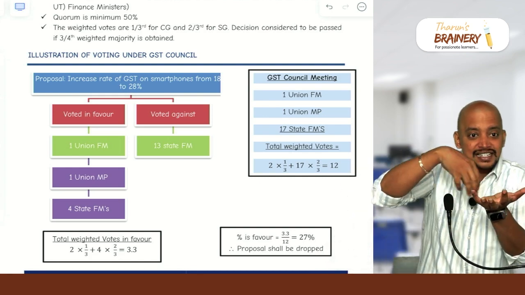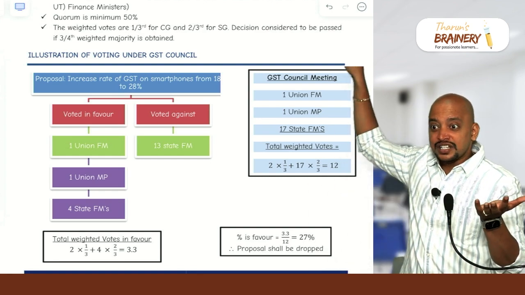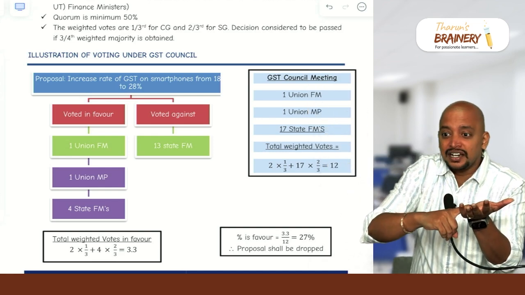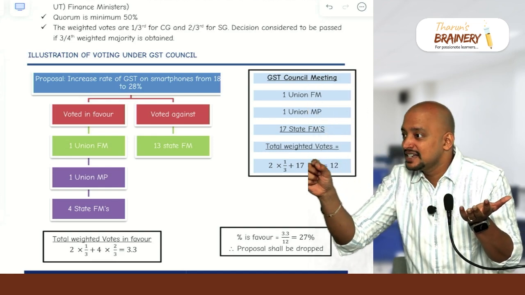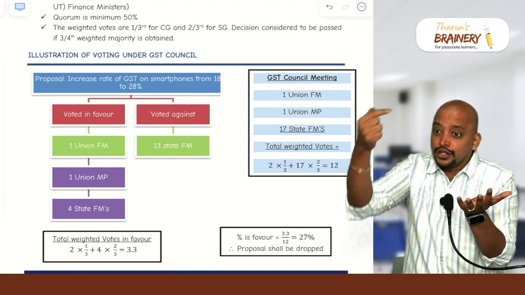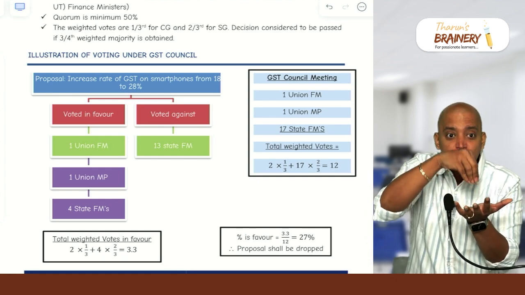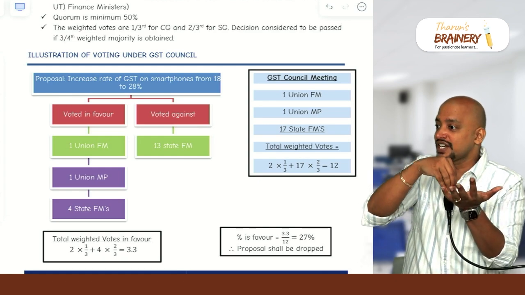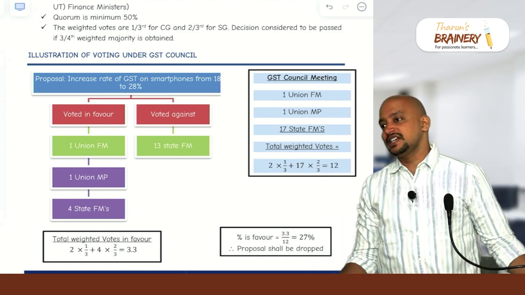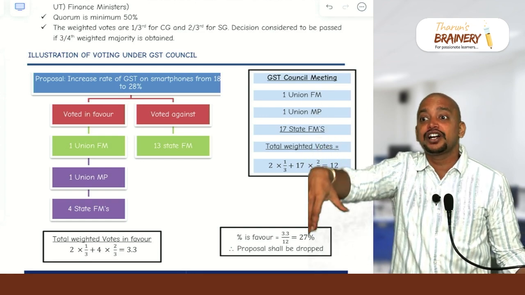Sir, in the GST council, MPs are not there. MPs are there in Lok Sabha, Rajya Sabha. But who are there in the GST council? MLAs, whom we are electing. So they are going into the council as state finance ministers. So they are only there in the GST council. Therefore the state government has a key role to play in GST, and that too, weighted votes are given more for state governments for that reason only.